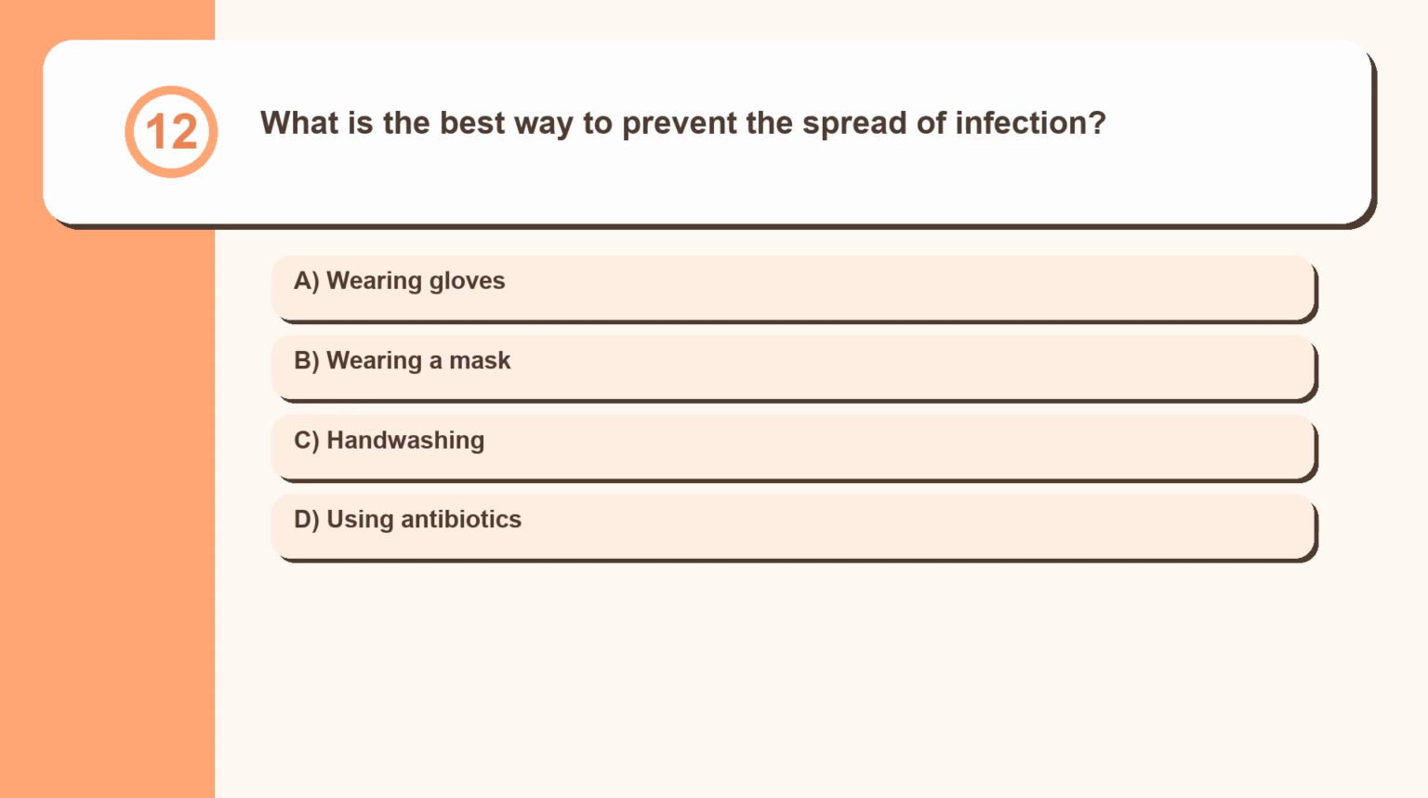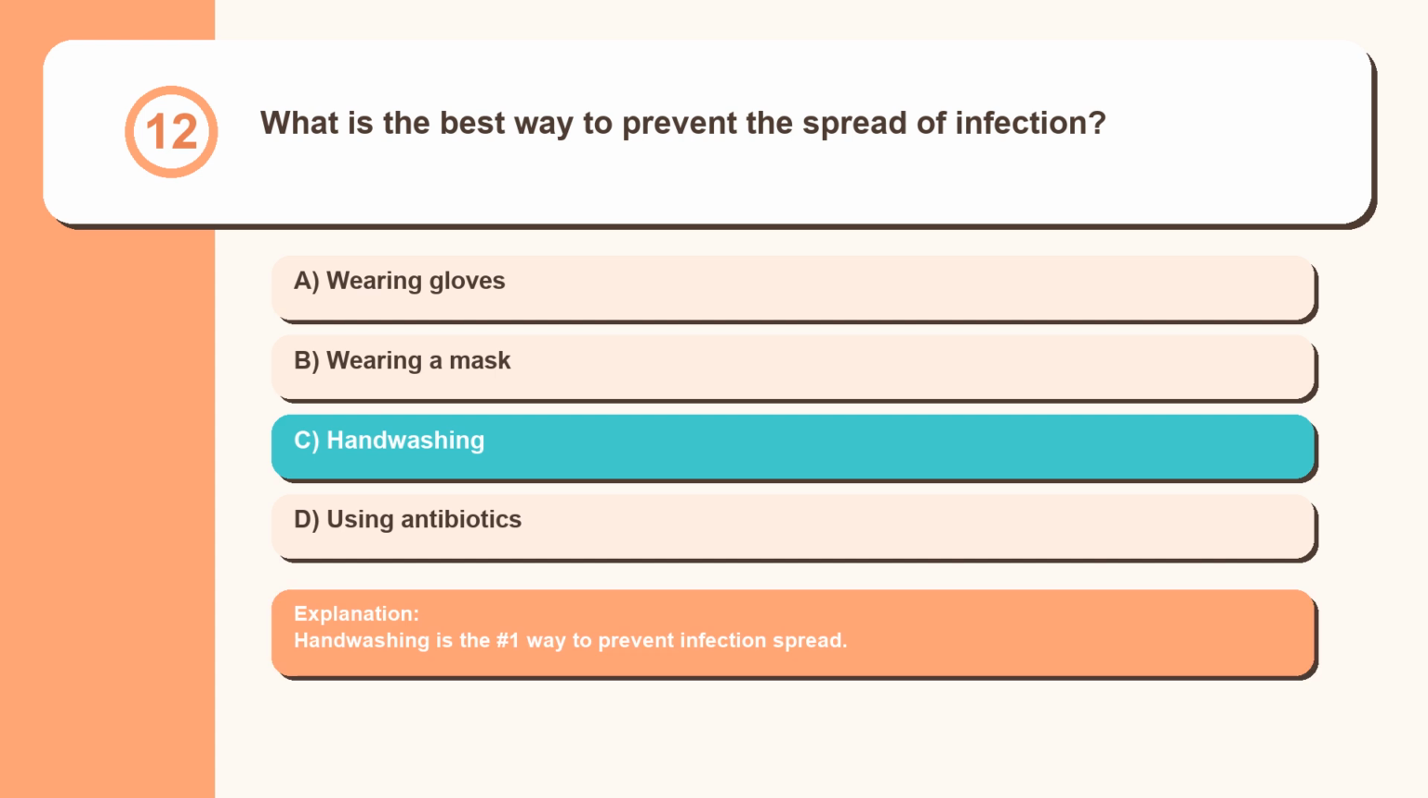Question 12. What is the best way to prevent the spread of infection? Wearing gloves. Wearing a mask. Hand washing. Using antibiotics. Hand washing is the number one way to prevent infection spread.